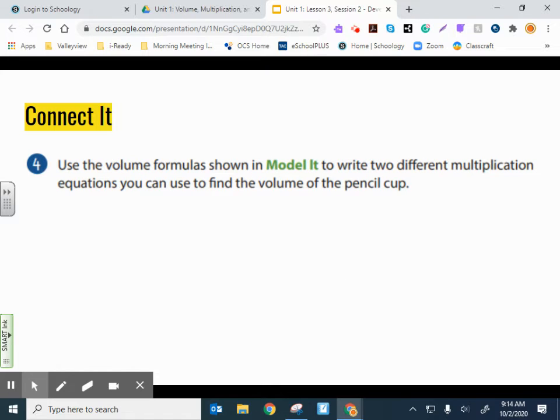Number 4, use a volume formula shown and model it to write 2 different multiplication equations you can use to find the volume of the pencil cup. Well, that's pretty simple. Not a ton of room for number 4, so I understand you might have to write really small, but I'm going to split it up into 2 sides. And on the left, I'm going to go volume equals length times width times height. Now remember, we multiply all the sides for volume, we don't add them. So if you're adding your sides and your volume answer looks a little weird, it's because you probably added and didn't multiply them. So volume, multiply.